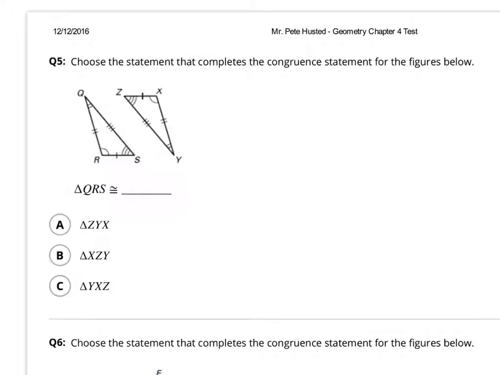Okay, question 5 wants to know about triangle QRS. So pay attention to how it's labeled. It starts with the double arc, to the single arc, to the triple. Is it congruent to which of these three triangles? Make sure when you pick one, it goes in the same order as this one.